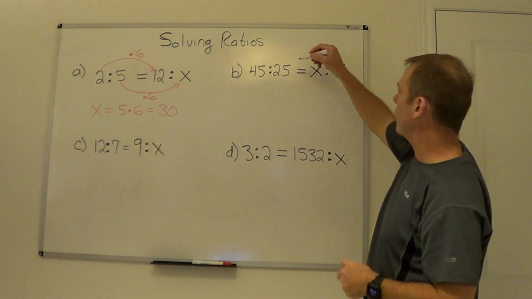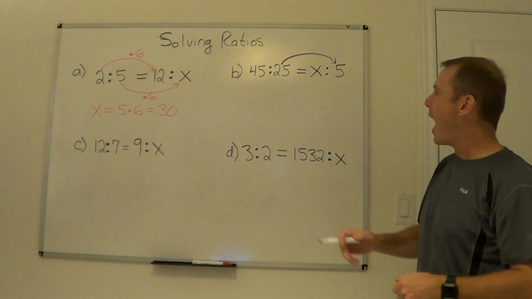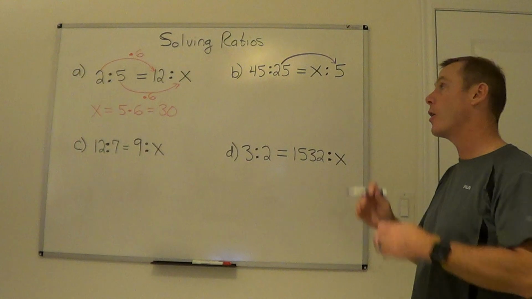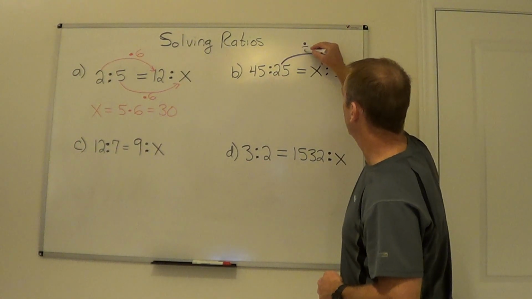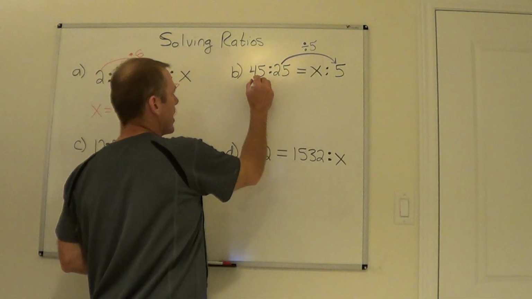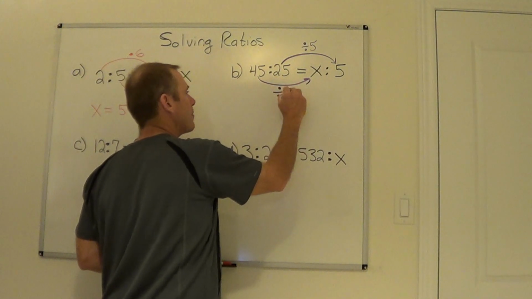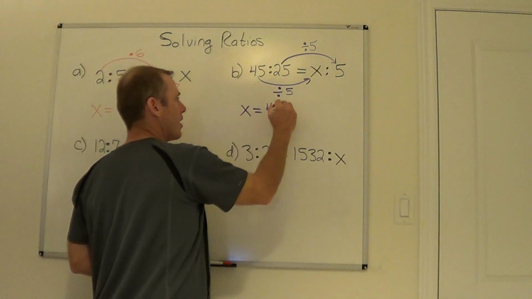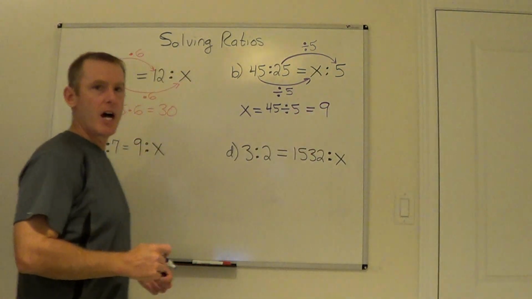Now, our other one here, this time we know the two second parts of our ratio. So I look at the relationship between 25 to 5. How would I get from 25 to 5 in terms of multiplying, or in this case, division? Well, I would divide by 5. And so I'm going to do the same thing to go from 45 to x. I'm going to divide by 5. And so our x value is 45 divided by 5, and you would get 9.